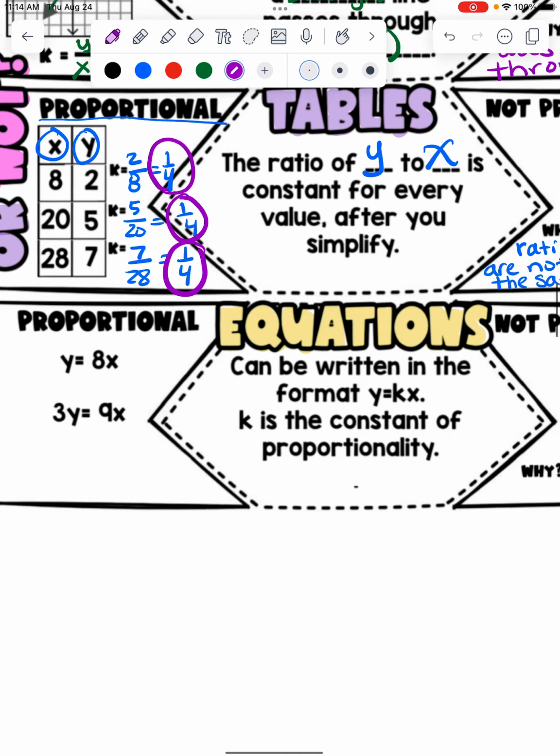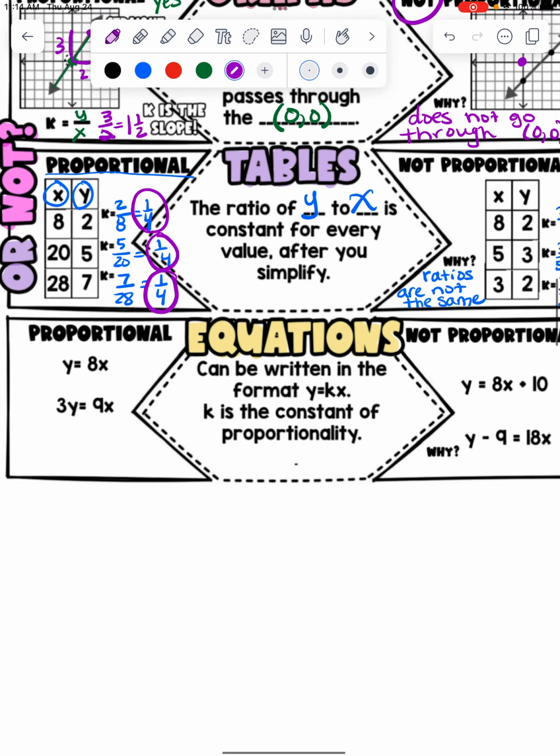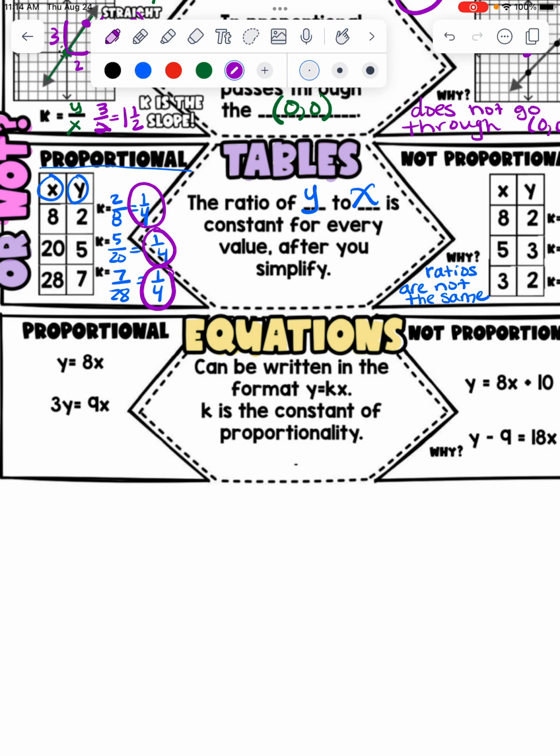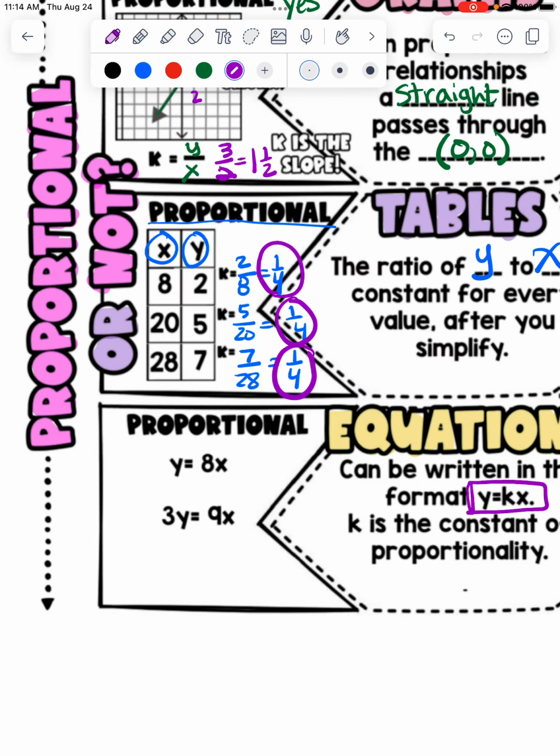All right, last example is to represent the relationship through an equation. An equation is proportional if it can be written in this form, y equals kx, where k is the constant of proportionality. Here are two examples of proportional relationships in equations because we have y equals a number times x. This one, we don't have y by itself, but if we divided both sides by 3 and got y equals 3x, it would be in that form.